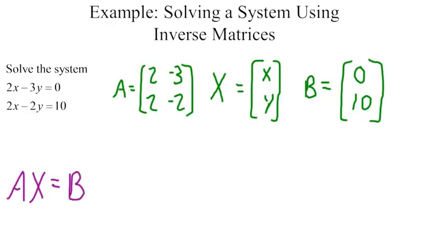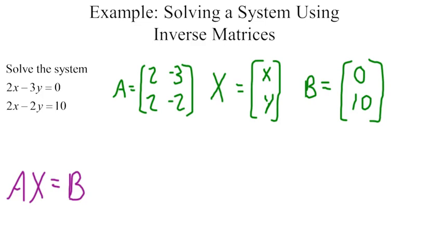In the next example, solving a system using inverse matrices, our system of equations is 2x minus 3y equals 0 and 2x minus 2y equals 10. So our matrix represented by A, our coefficient matrix, is 2, negative 3, 2, negative 2, simply the coefficients in front of x and y. Our x matrix, the variable matrix, consists of our two variables, x and y in this case. The B matrix consists of the constants, which are 0 and 10. So our basic equation down below is we're taking matrix A times matrix X, that's equal to matrix B.